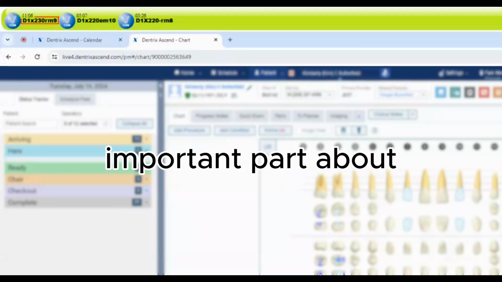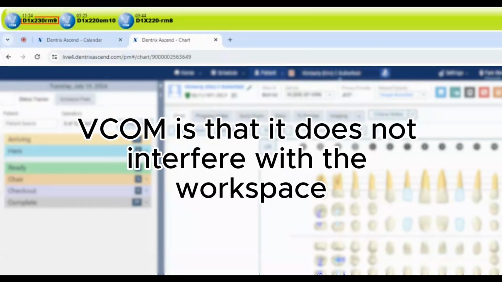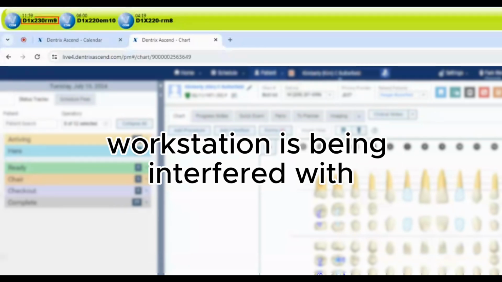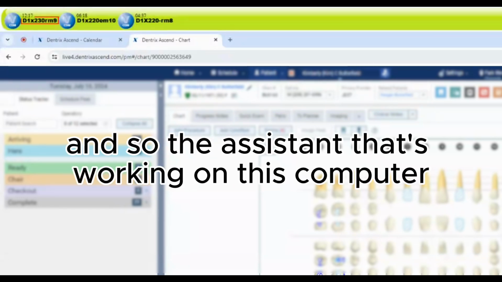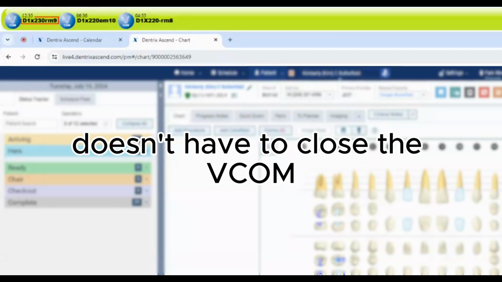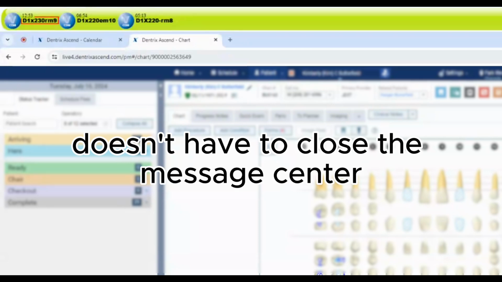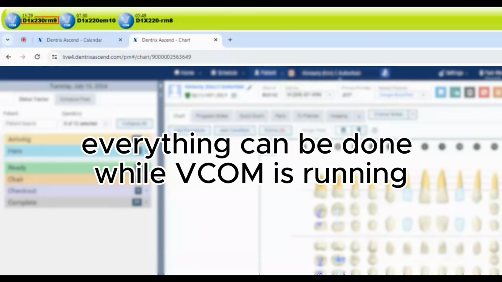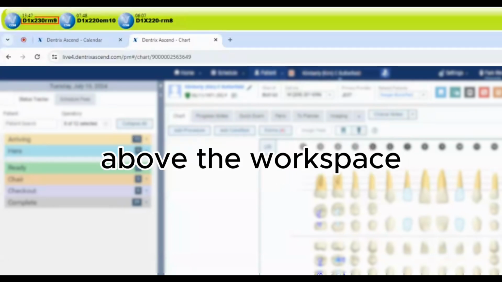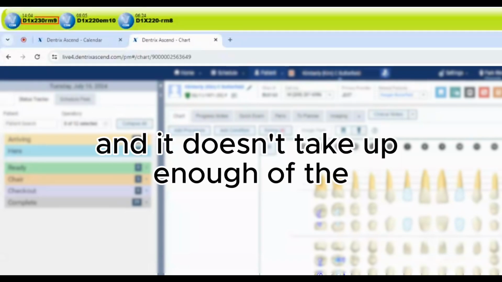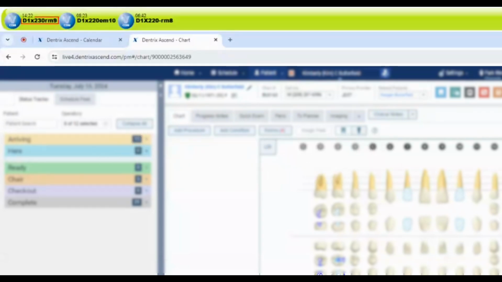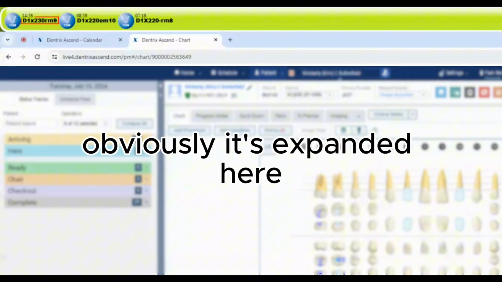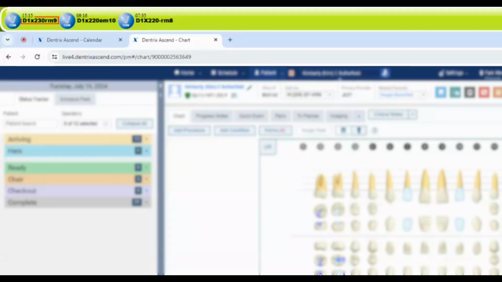Again, the important part about VCOM is that it does not interfere with the workspace. All these messages are going on while the workstation is being used. The assistant that's working on this computer doesn't have to close the VCOM, doesn't have to close the message center to work on the workstation. Everything can be done while VCOM is running above the workspace. And it doesn't take up enough of the monitor space to matter. It takes up just 9/16 of an inch. Obviously it's expanded here just so you can see it a little better.